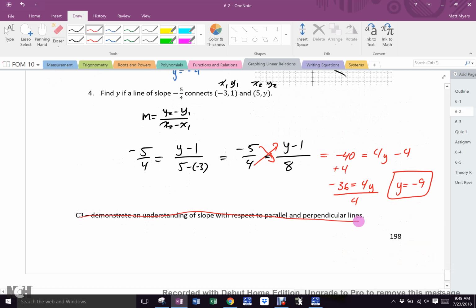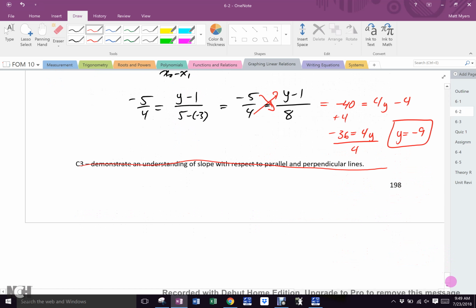This is supposed to be on the next page. I don't know why it's there. Okay.